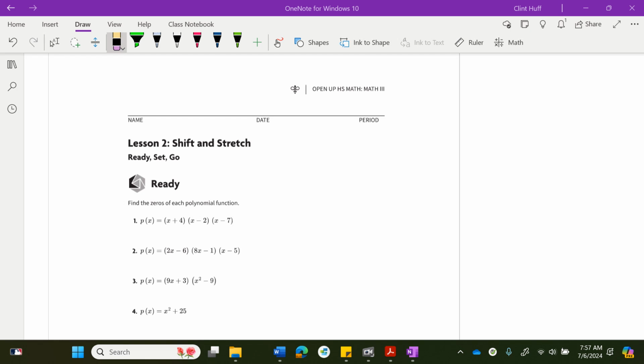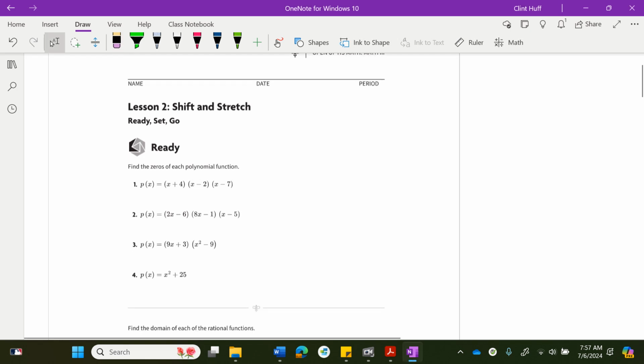All right, lesson 4.2, ready section is to find the zeros of each polynomial. And in the case of the first couple here, we're already in a factored form. So what you want to do is set each factor equal to 0.